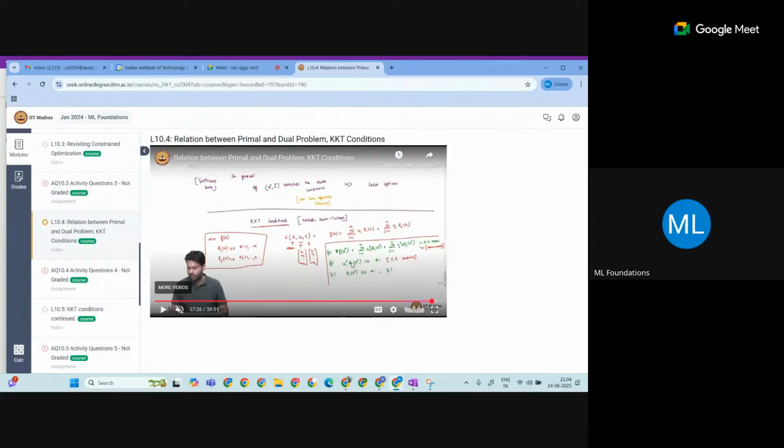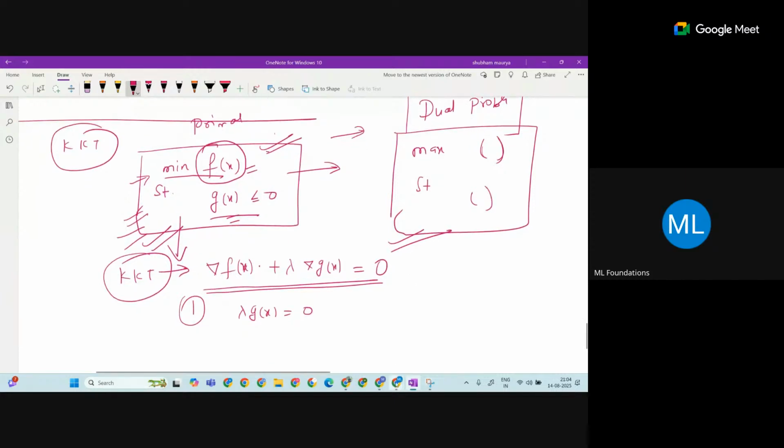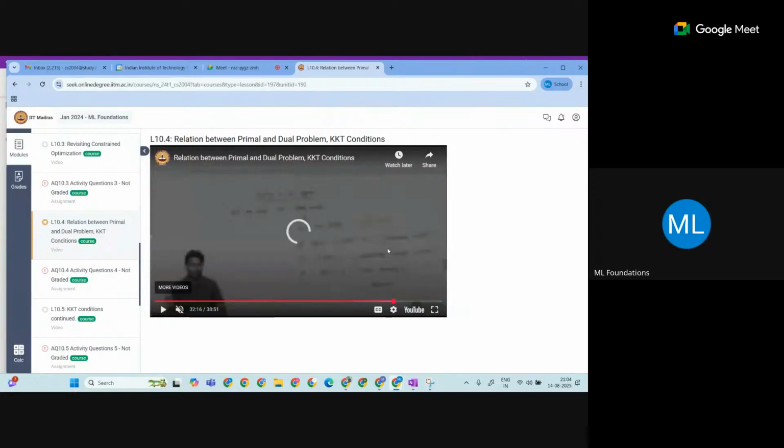So here, if it is less than or equal to, lambda times g(x) is going to be equal to 0. Okay, this is the slackness condition, and this is the primal. This is called the primal condition. This is the dual condition. Here it is properly written.